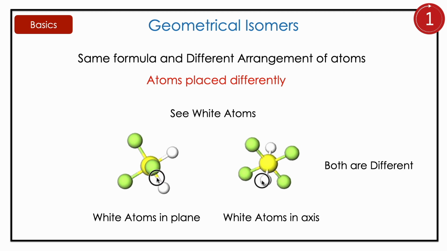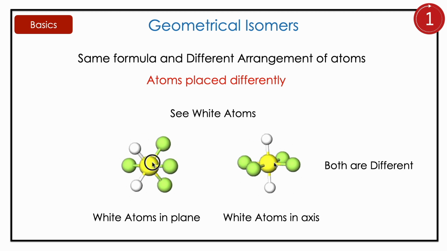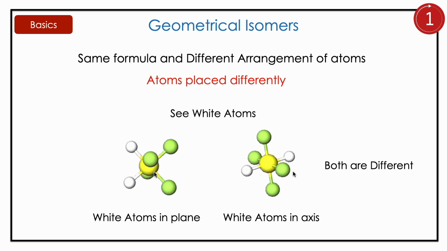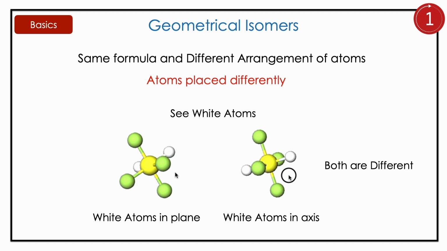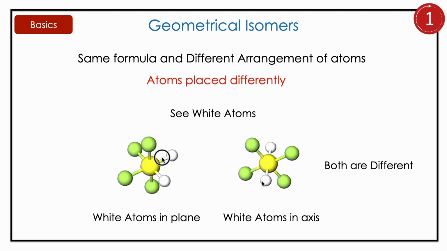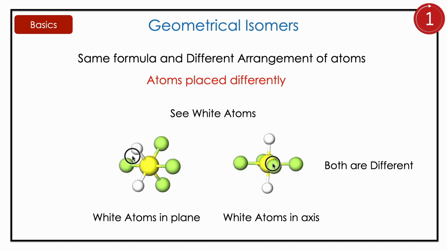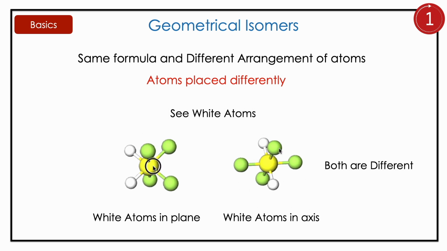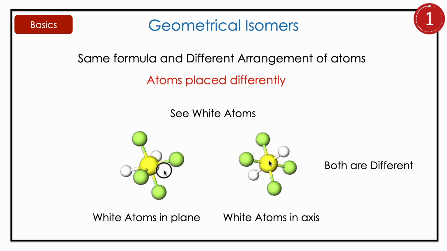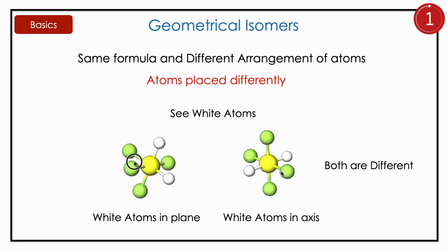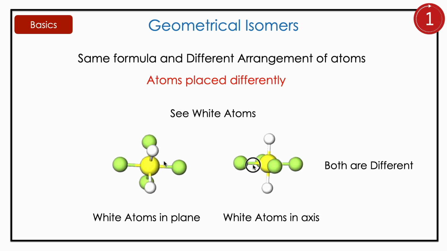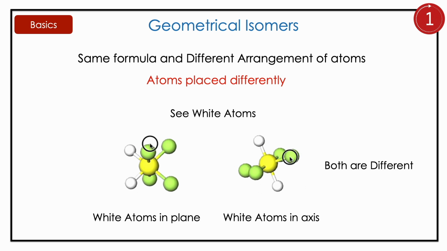First, we will see what is geometrical isomers. Geometrical isomers have same formula but different arrangement of atoms. Atoms placed in different position. Here I have given an octahedral. If you look at the white atom, first one it is in the planar form. It is in the plane, that is equatorial. If you look at the second one, the white atom is in the axis, that is axial form. The different arrangement of atom is called geometrical isomer. This will be exhibited in all kinds of shapes. We will see one by one.